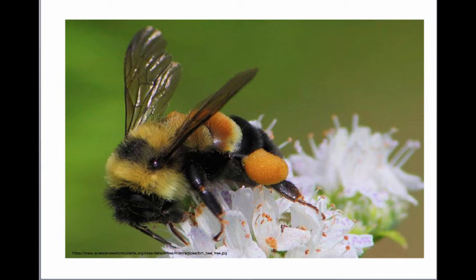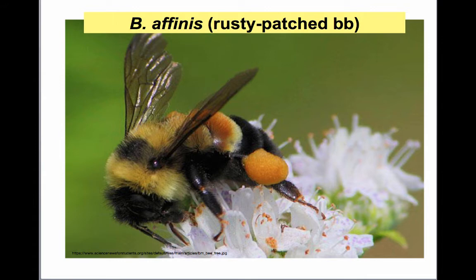And last but not least, here's a picture of a rusty-patched bumblebee, Bombus affinis. This is the endangered species of bumblebee that we've been searching for in our survey, and hopefully we'll spot with your help this summer. So in this one, T1 is solid yellow, and then on T2, there's a rusty patched mark set inside of a yellow backdrop.